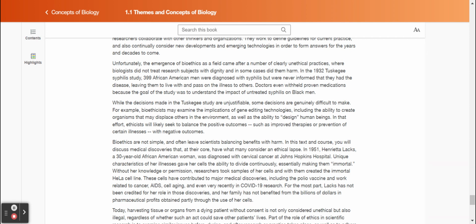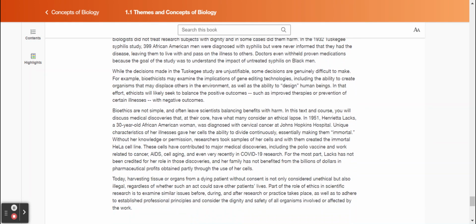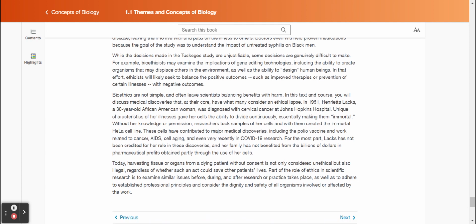In the 1932 Tuskegee syphilis study, 399 African American men were diagnosed with syphilis but were never informed that they had the disease, leaving them to live with and pass on the illness to others. Doctors even withheld proven medications because the goal of the study was to understand the impact of untreated syphilis on Black men. While the decisions made in the Tuskegee study are unjustifiable, some decisions are genuinely difficult to make.